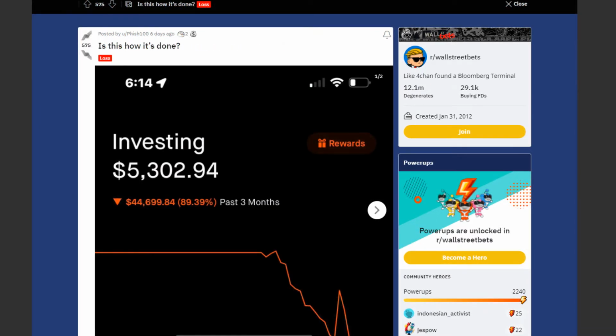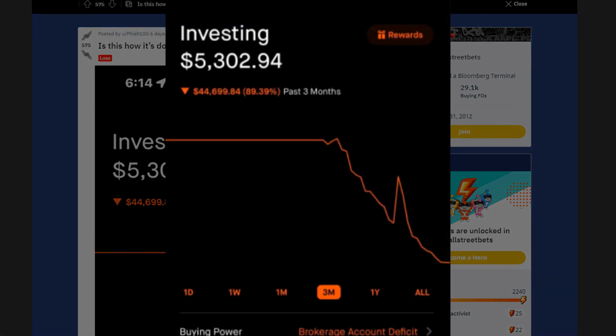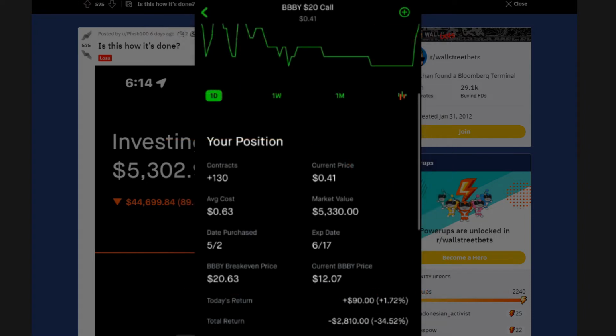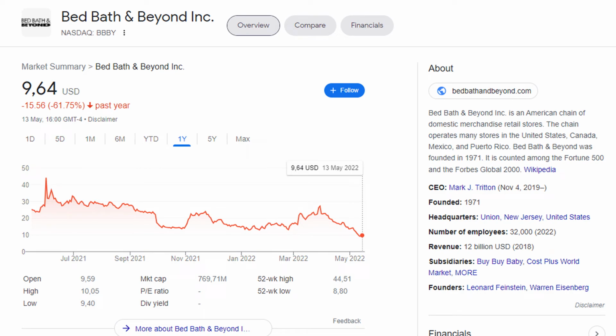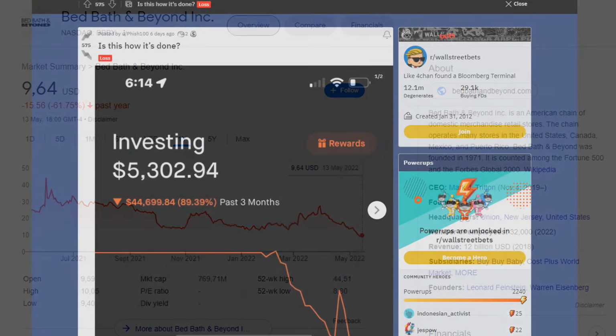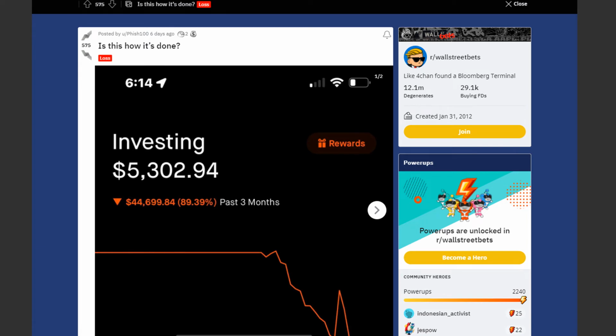Next up, we have a huge loss by Fish100. He's asking if this is how it's done. In the past 3 months, he's down by 89%, or $44,699.84 in total, and is left with just $5,302.94. One of his recent losses is from call options on Bed Bath & Beyond. He bought 130 calls with an expiration date on June the 17th, and a striking price at $20. Currently, he's down by 34%, or around 2.8k in total. Just to get break-even on this position, the stock would have to rise by more than 100% in the next month. I hope he somehow gets lucky and his stock goes to the moon.